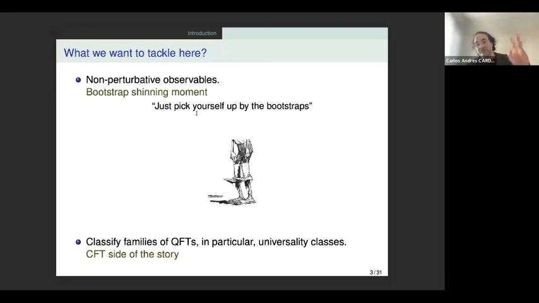So we are going to put that idea together with some other old idea, probably older than the bootstrap, and that is the idea that we should be able to classify quantum field theories in families. There are universal behaviors that classify quantum field theories within families. In particular, we're worried about the universal classification of critical phenomena, for example.